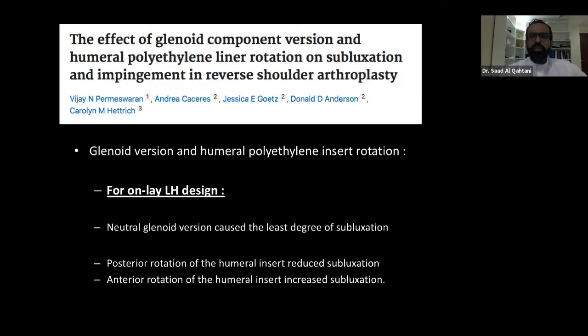What about the effect of glenoid vault and humeral polyethylene? For onlay, a neutral glenoid vault causes the least degree of subluxation. If you have a posterior rotation, you reduce the subluxation, and if you put it in more anterior rotation, you might have increased subluxation.